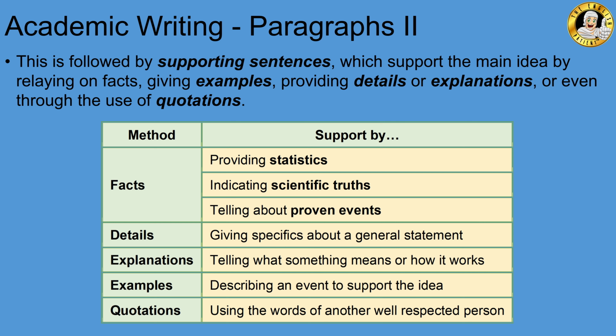So let's take a look at some of these. So for facts, you could provide statistics, for example. You could indicate scientific truths. You could talk about a proven event. For details, these are giving specifics about a general statement. For explanations, this is telling what something means or perhaps how it works. For examples, you would be describing an event which can be used to support your main idea. And then for quotations, you're using the words of another well-respected person which will go to support your main idea.